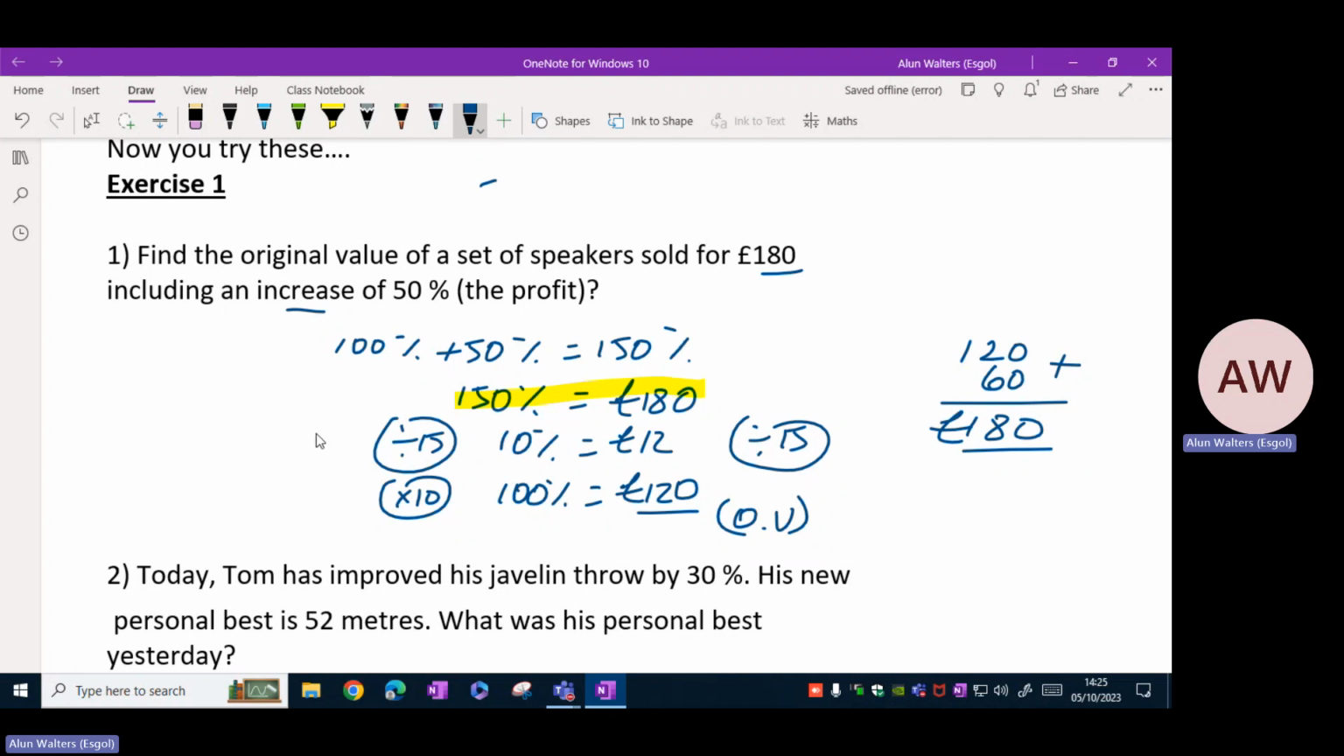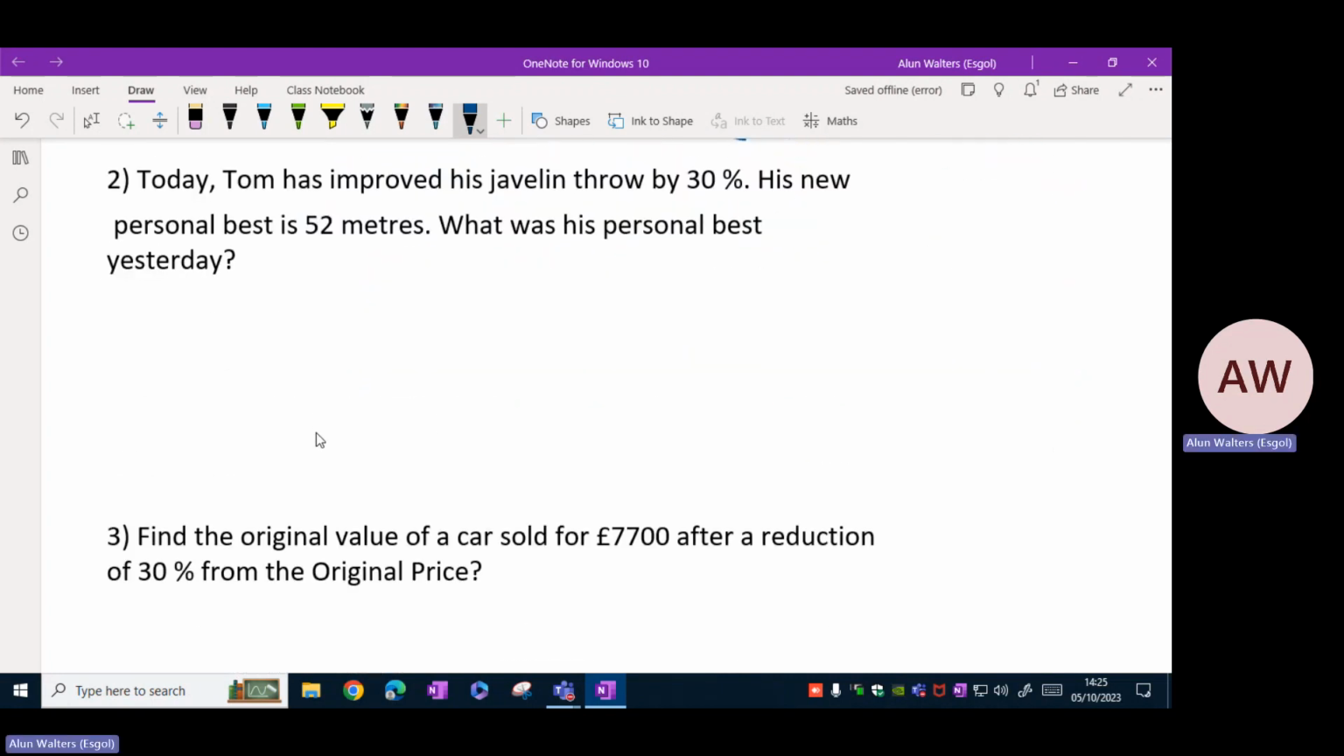Right, the second question. Tom has improved his javelin throw by 60%, so therefore it's an increase.